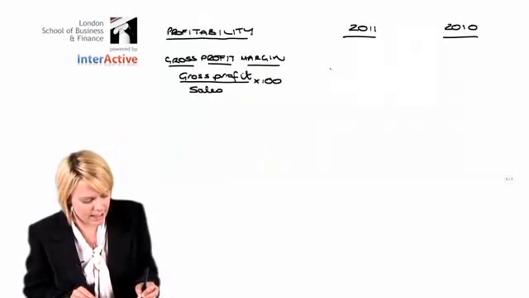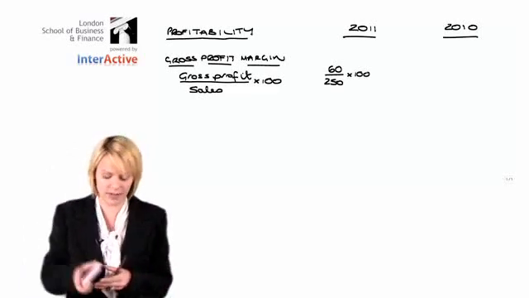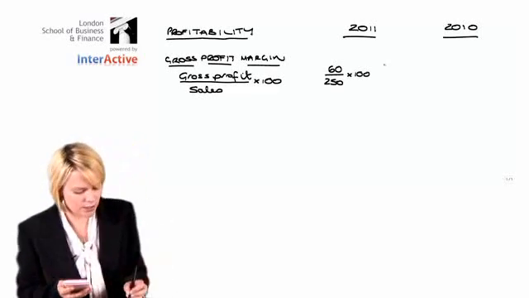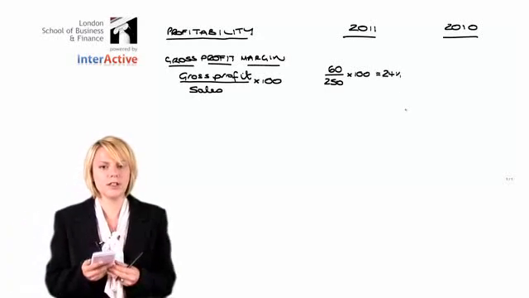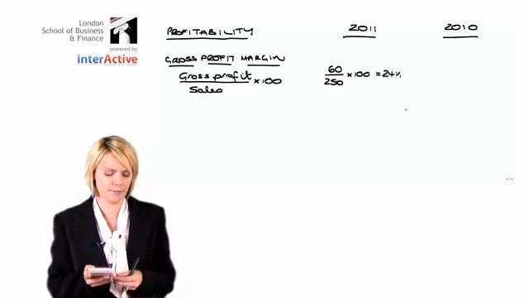So, for 2011 then, 60 over 250 times by 100. Put that through our calculators. That's going to give us 24%. And that's how much revenue drops down into our sales, 24%.